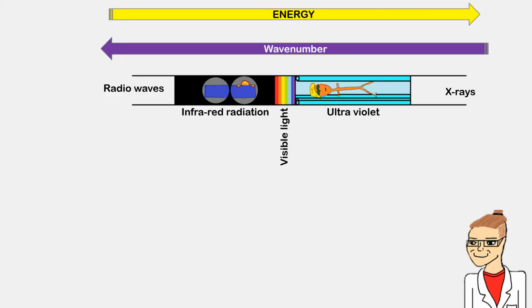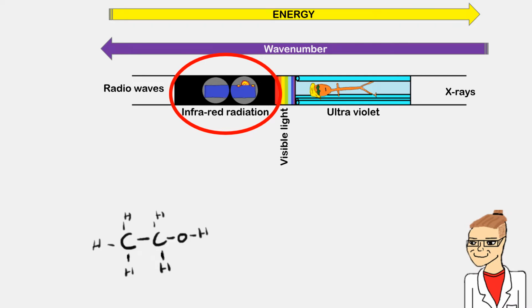Infrared radiation is just below visible light in terms of energy on the electromagnetic spectrum. It's usually used in thermal imaging to spy on people, but we're going to look at an alternative use, how it can be used to help identify organic molecules. The bonds in organic molecules absorb infrared radiation. Different bonds will absorb infrared radiation of different wave numbers.